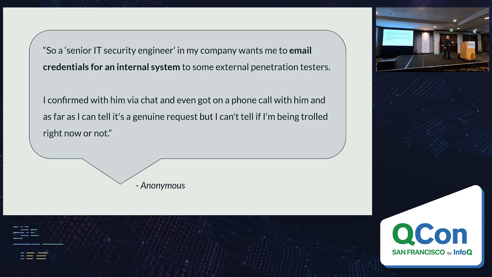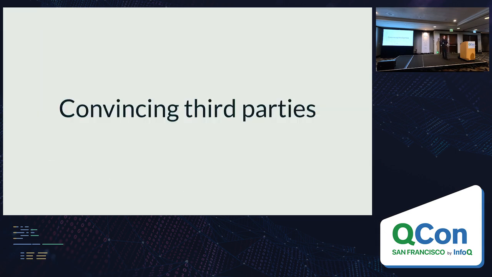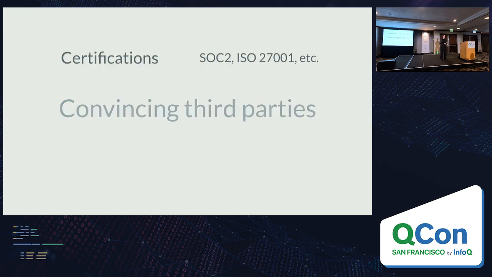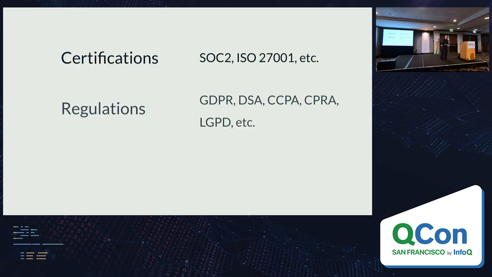Anyway, the job of a CISO is to convince third-party stakeholders that your company does a good enough job minimizing security risks. Now, those stakeholders can come from different places. There are three main compliance requirement sources. We have certifications, we have regulations, and we have insurance policies.